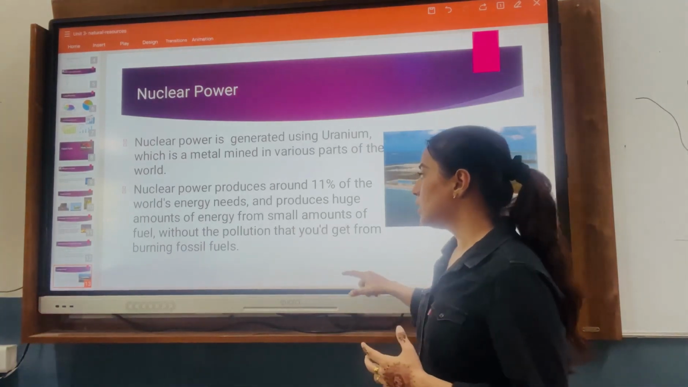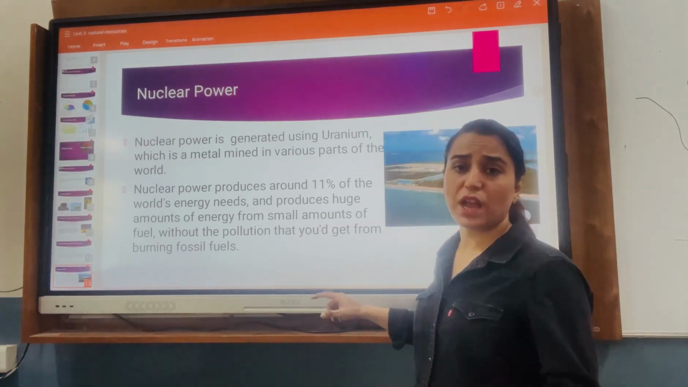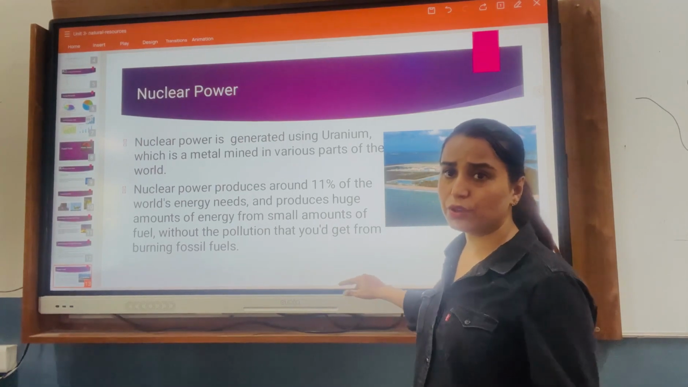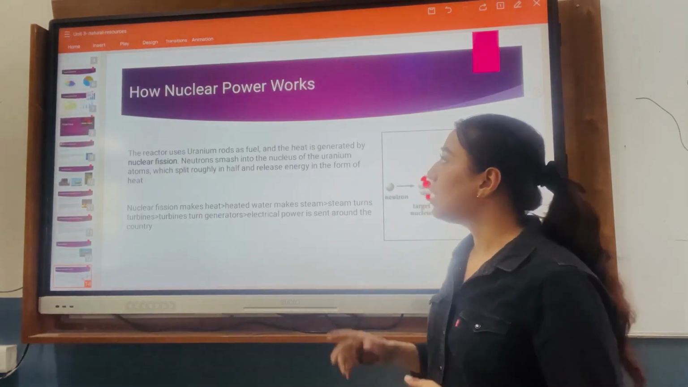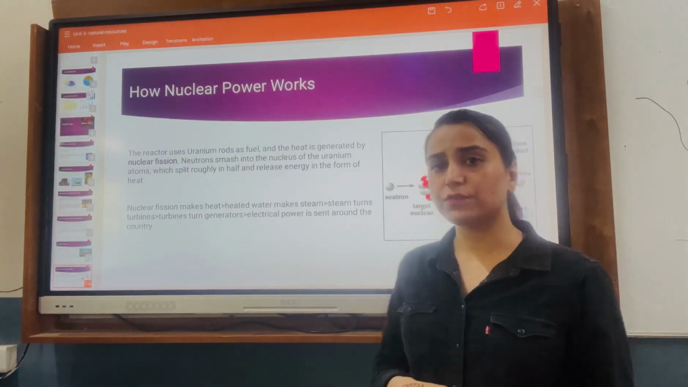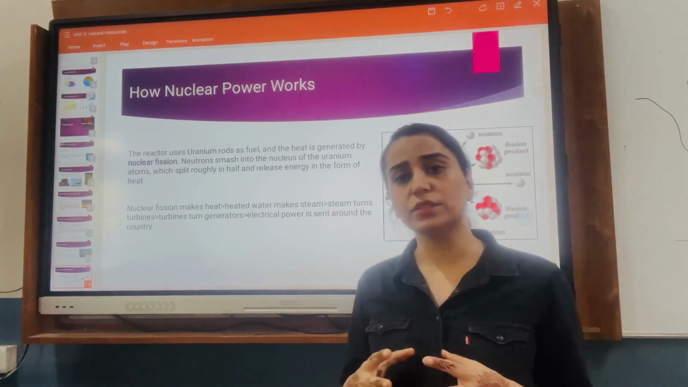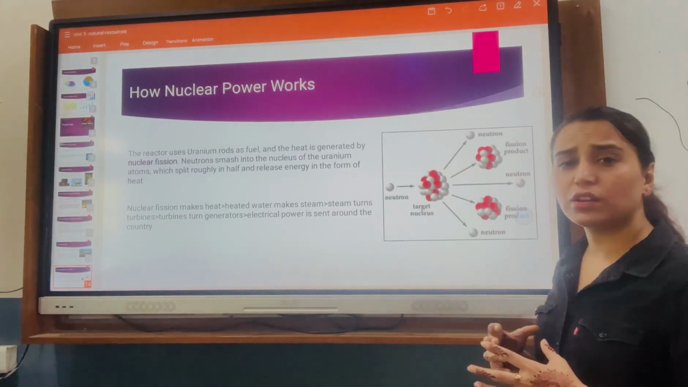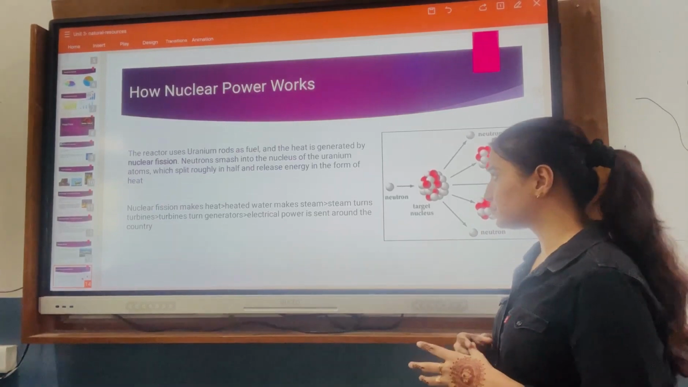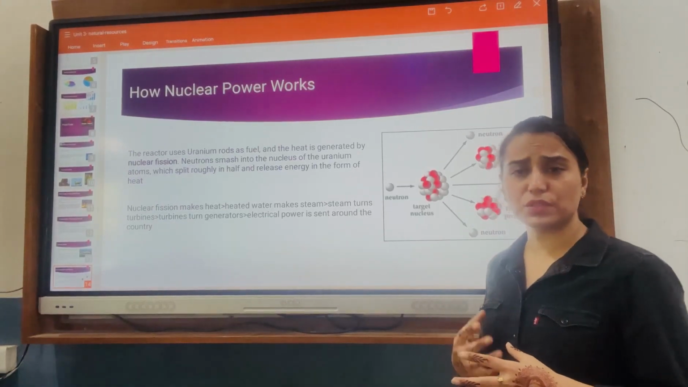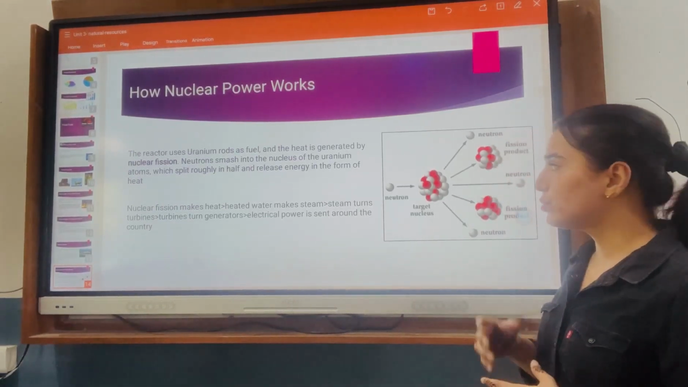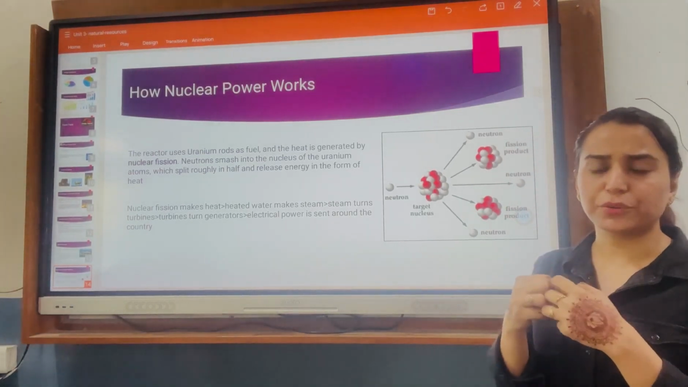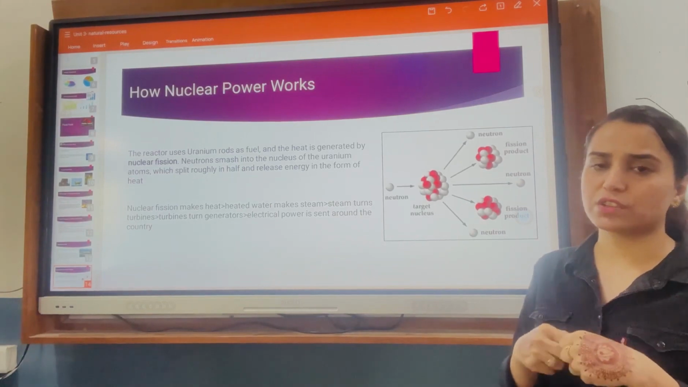Unlike burning fossil fuel, you don't have to rely on fossil fuel if you are using nuclear power. How does nuclear power work? There is a nuclear reactor where uranium is heated. Uranium is used as a fuel. Heat is generated by the process of nuclear fission, and through that process the uranium is split into two and a large amount of energy is generated.